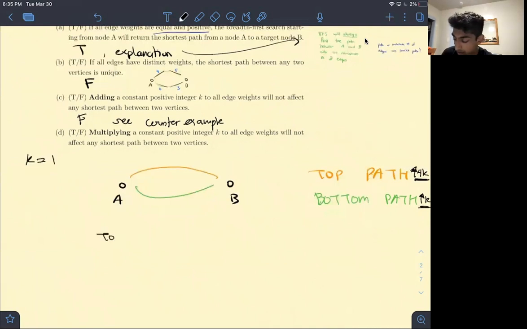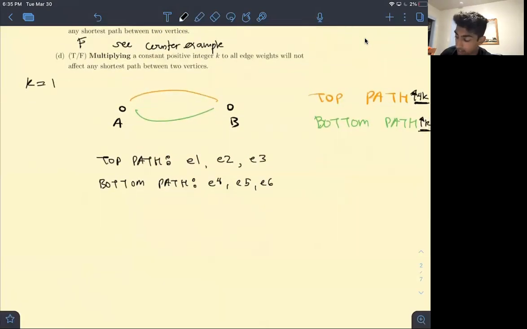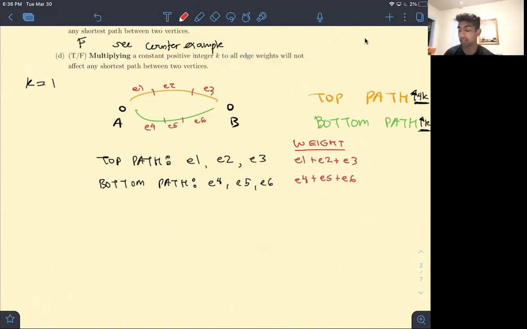Let's look at an example of that. Let's say the top path is composed of edges E1, E2, and E3, and the bottom path is composed of edges E4, E5, and E6. So the weight of the top path is E1 plus E2 plus E3, and the weight of the bottom path is E4 plus E5 plus E6, right? That's like this example.